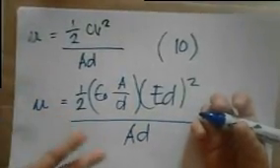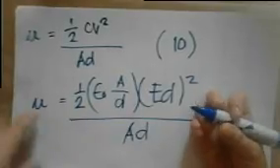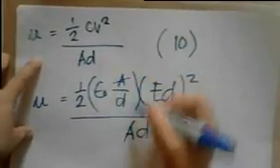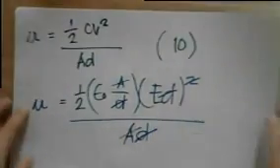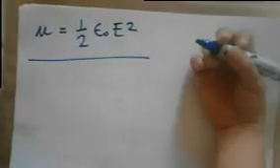If we use these expressions, the geometrical factors A and D cancel: A cancels with A, and D cancels with the other D here, and we find u equals 1/2 epsilon naught E squared. This is now the electric energy density in a vacuum, the formula of our electric energy density in a vacuum, and we can denote this as our equation 11.